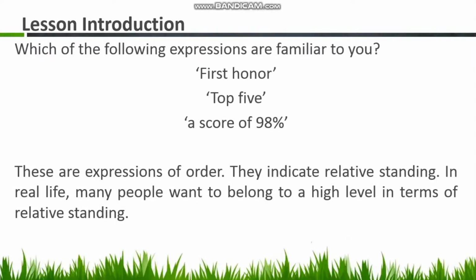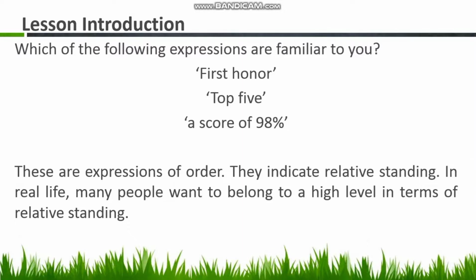So we have here, which of the following expressions are familiar to you? First, honor, top 5, a score of 98%. Actually, all of these use order or arrangement. Order is actually a relative standing. The concept of relative standing is actually the concept of percentiles.